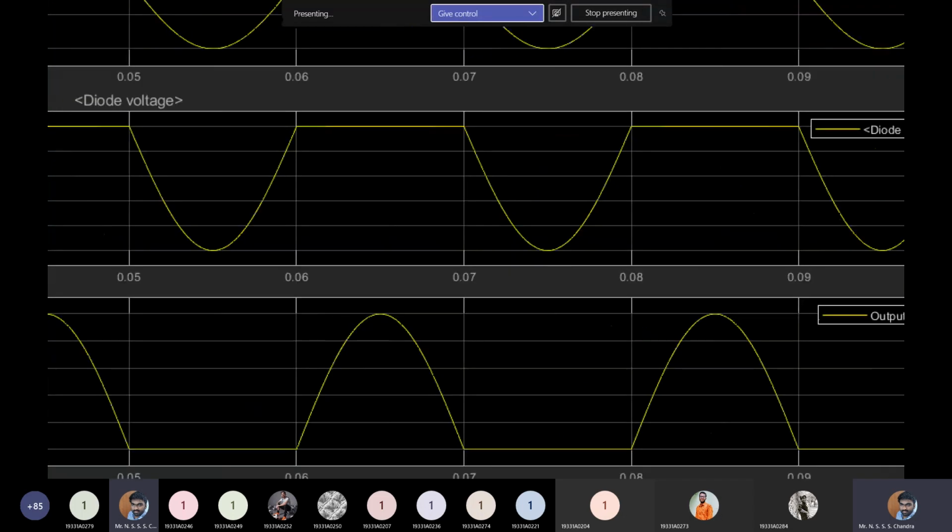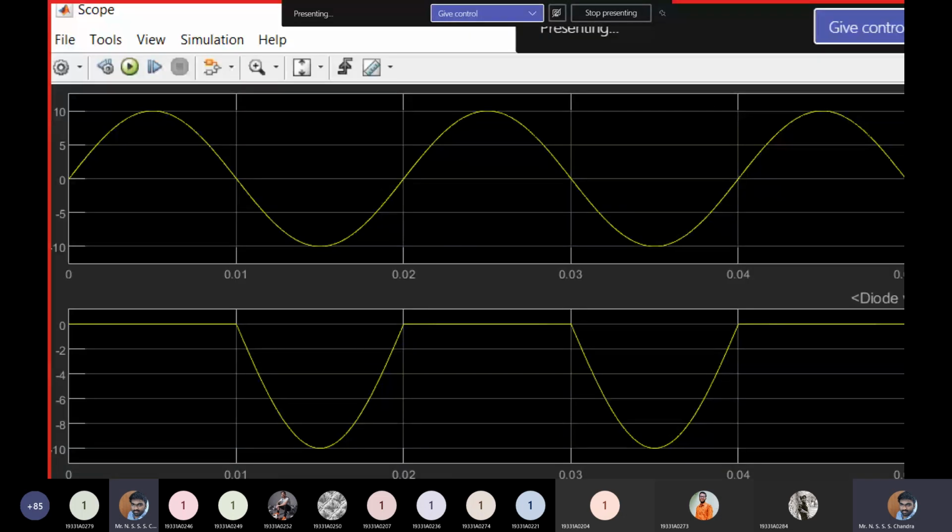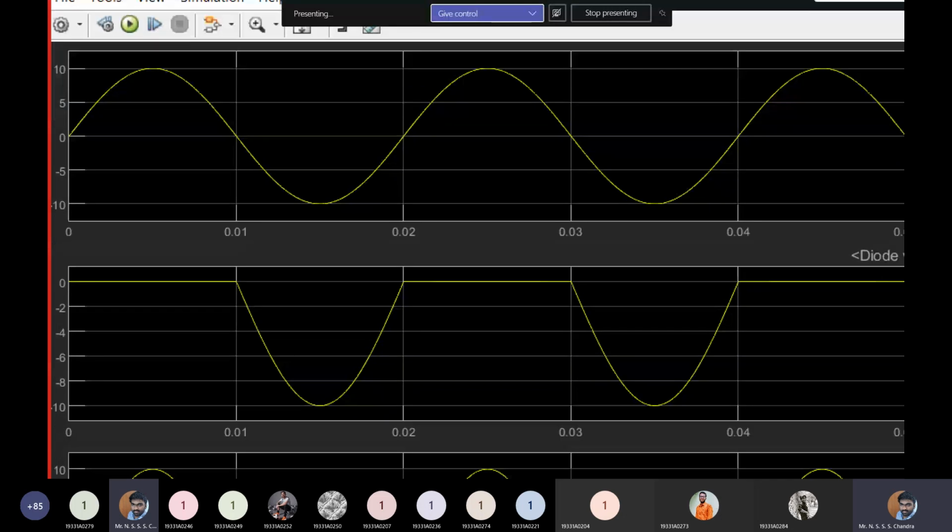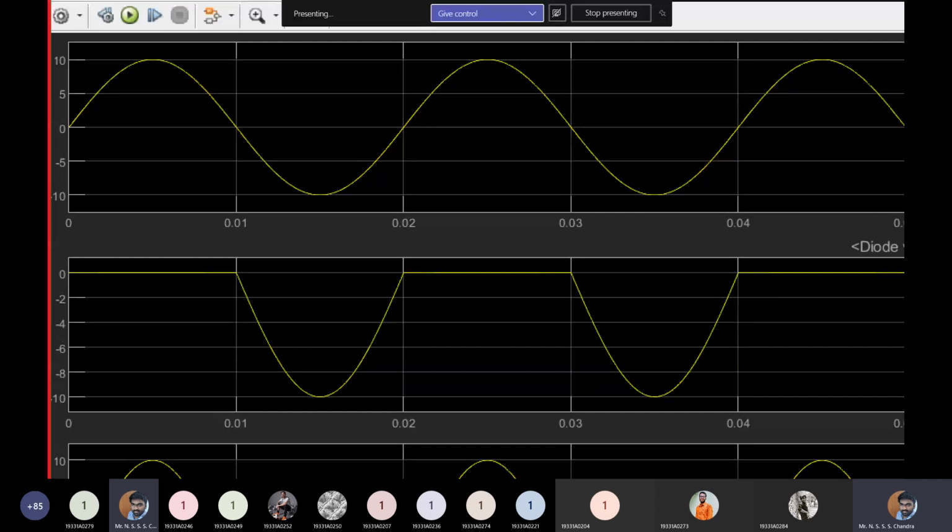So for the positive half cycle of the input supply, that is between the time 0 to 0.01 seconds, you can see that the voltage across your diode is 0. It means that your diode is in forward bias and acting as a closed switch. For a closed switch, ideal switch, your voltage drop across the switch is equal to 0, which I have taken that VF as 0. That's why it is showing the voltage as 0. Can you see the voltage to be 0 for the diode in the positive half cycle of the supply? Yes, sir.